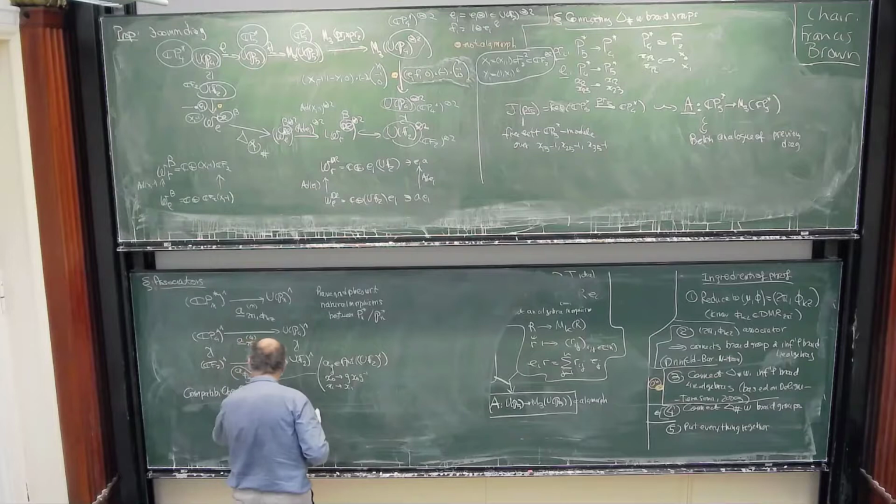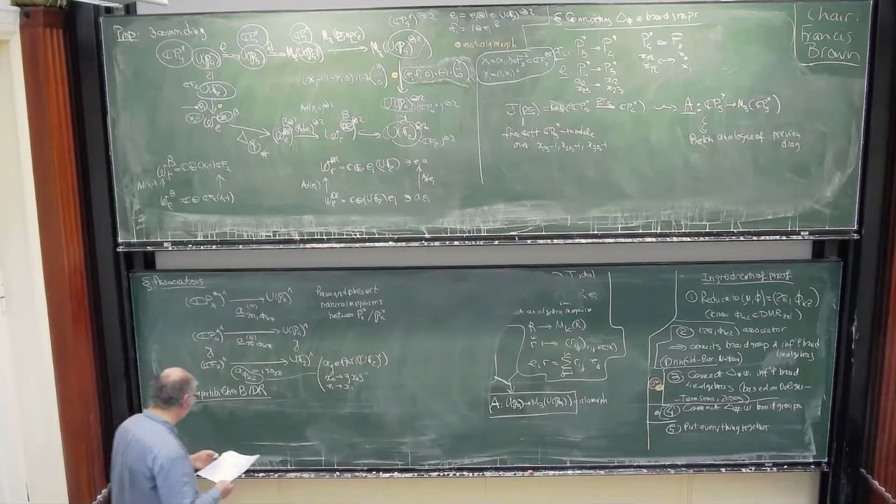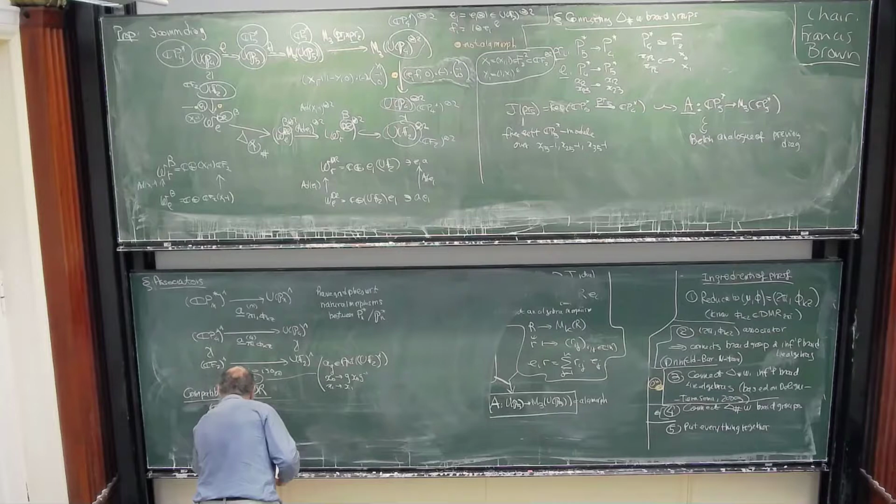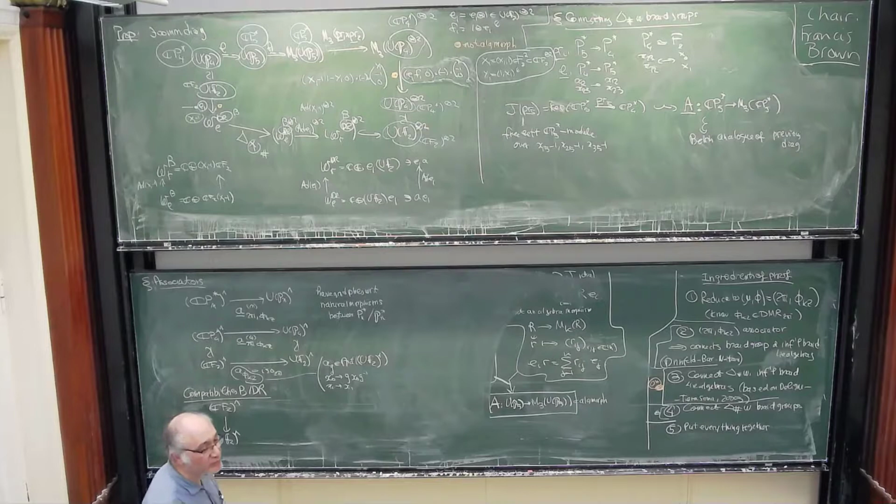Between Betti and the de Rham. So let me draw some diagrams. First of all, L, for example, is connected on the nose. So if every morphism in this diagram is geometric, then automatically the tensor associated will commute.